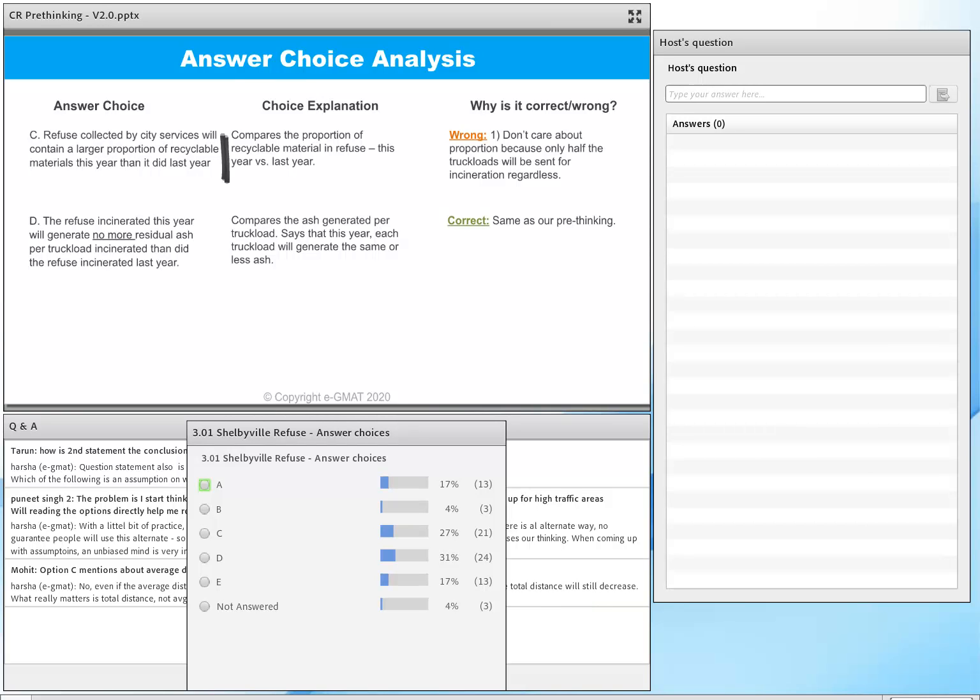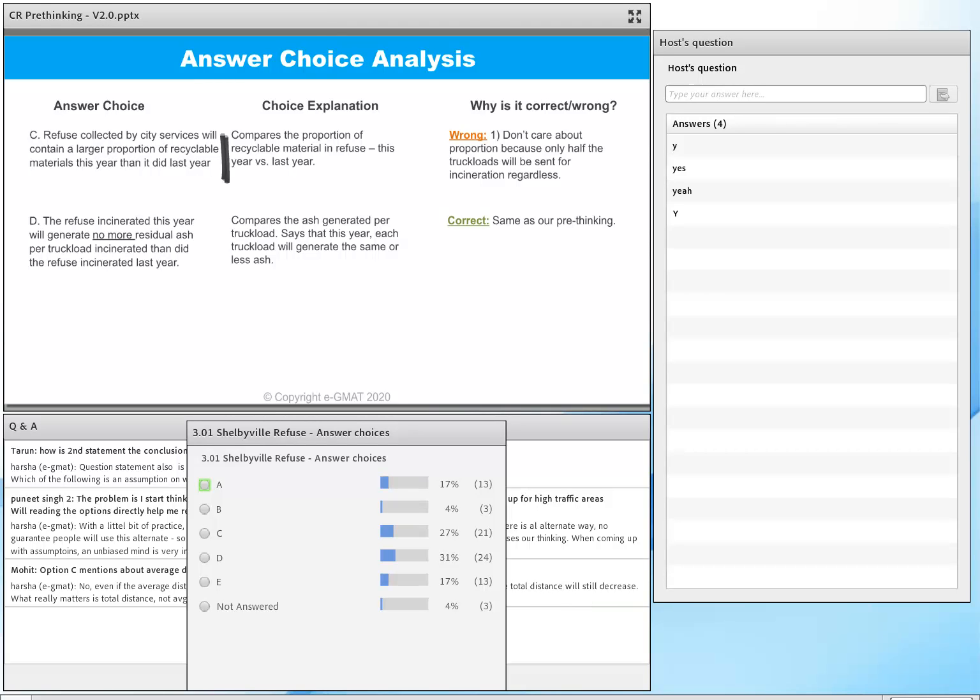People who chose choice C was very popular. Can you now see why C is wrong? Can you see that? Yeah, you're only getting 5 trucks, and those 5 trucks are the only things that will be incinerated.